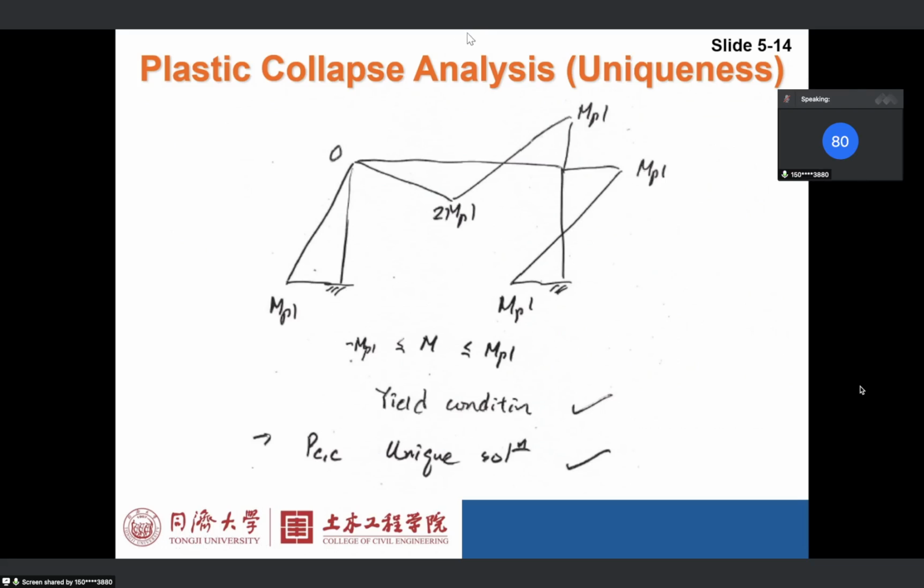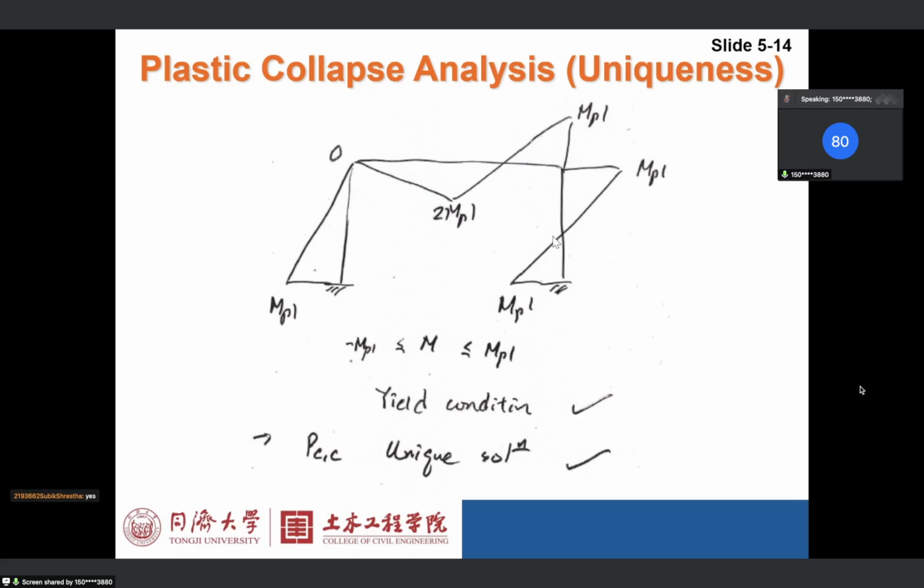Is it satisfied? Yes or no? Have your result? Yes or no? Anyone? Is the yield condition satisfied? Yes. Yeah, yes. So you say yes.